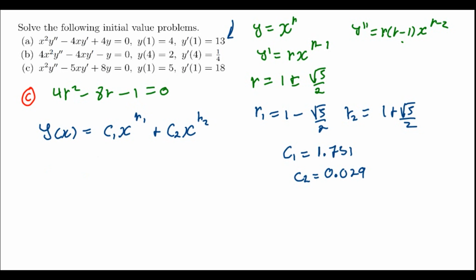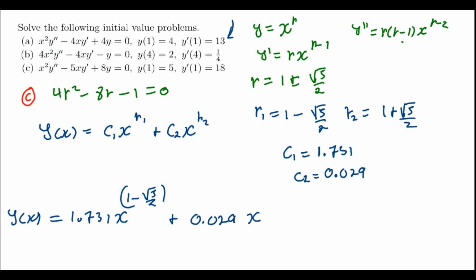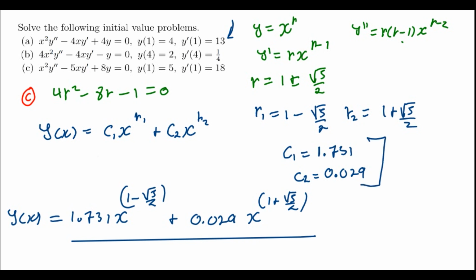And so you just write your solution, y of x, the general solution, which will be equal to your c1, which is 1.731, times x to the power r1. My r1, I can write as 1 minus root 5 over 2. Then plus c2, which is 0.029, times x to the power of 1 plus root 5 over 2, and that will be your solution. So just try to work it out, and those are the values of c1 and c2 that you're going to get.